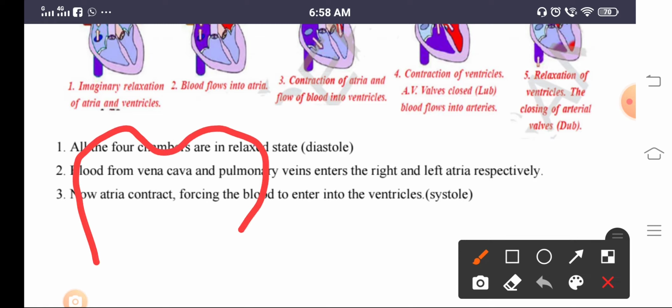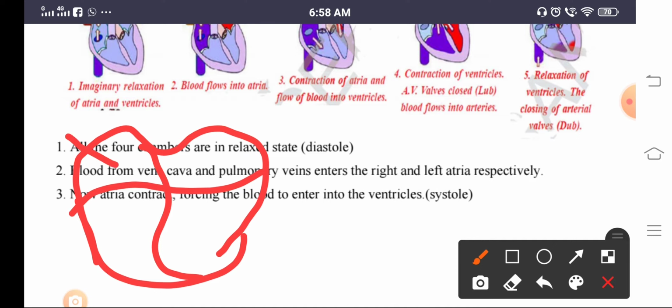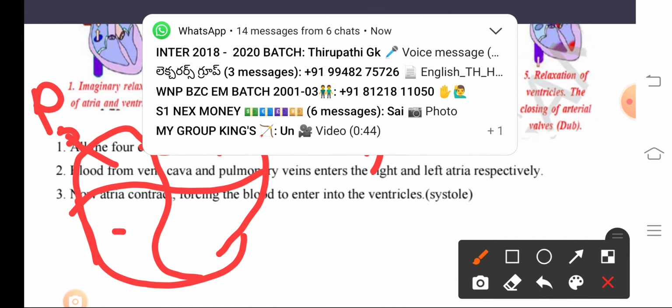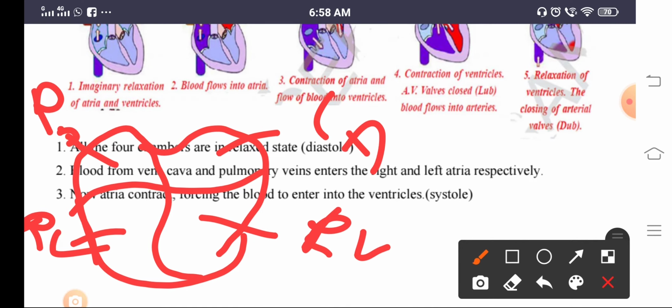Our heart is a four-chambered heart. This is the right auricle, this is the left auricle, this is the right ventricle, and this is the left ventricle. From the lungs, through the pulmonary vein, blood enters the left auricle. That is OB, oxygenated blood, the blood which contains oxygen, the purified blood that comes from the lungs through the pulmonary vein. PV means pulmonary vein.